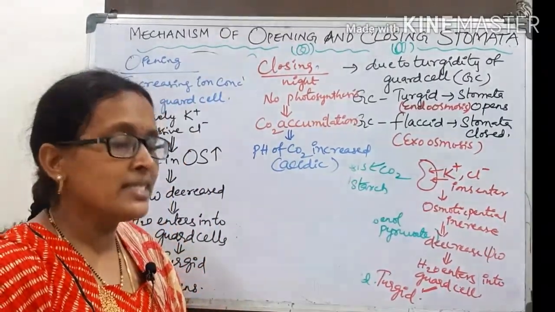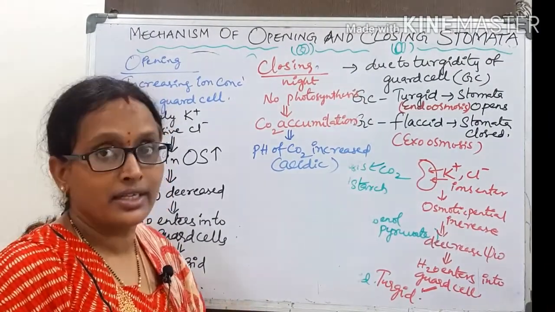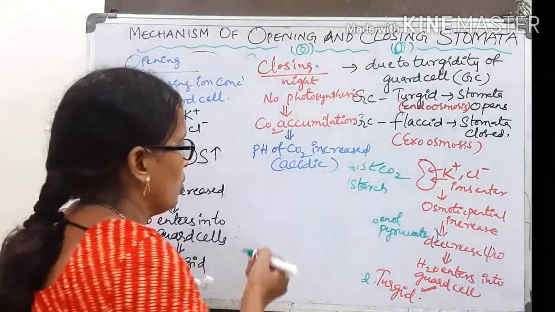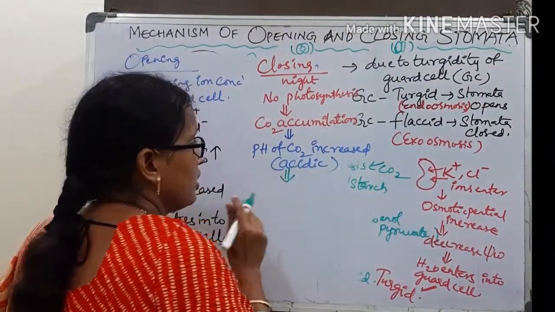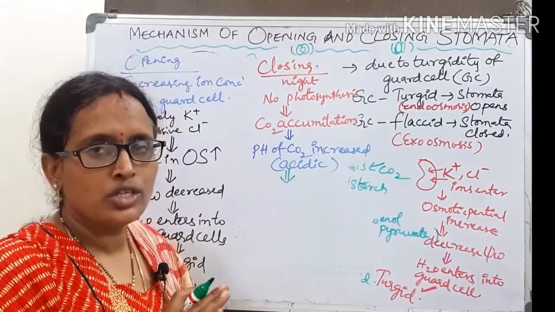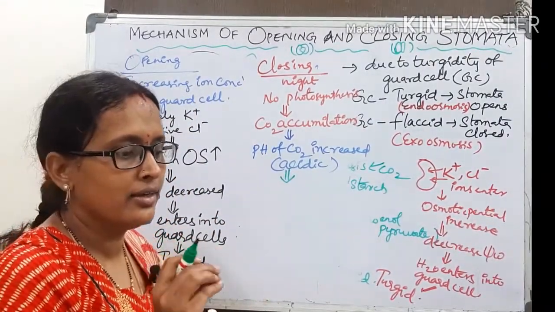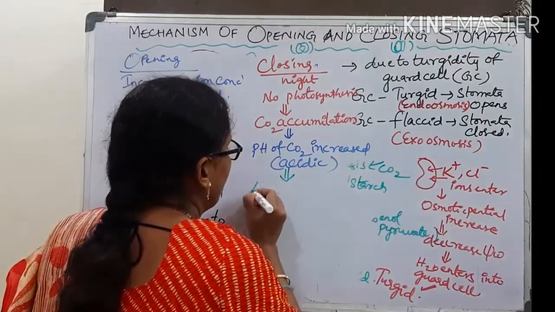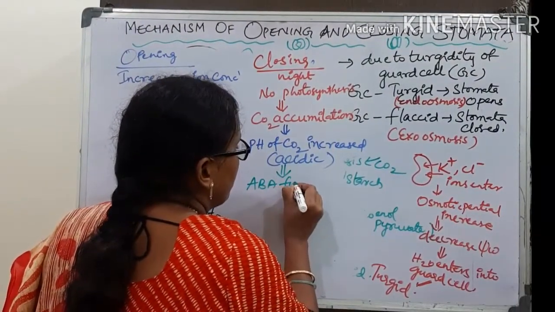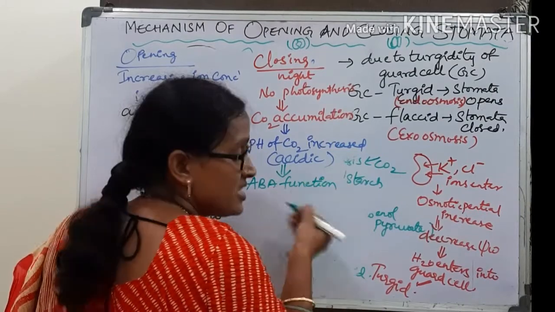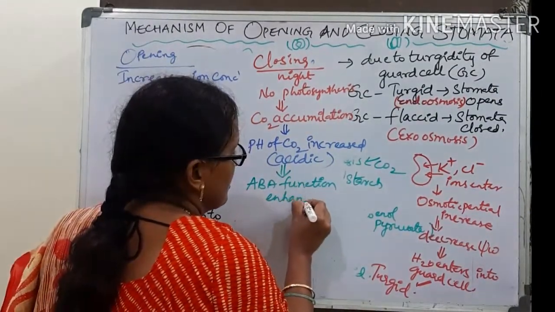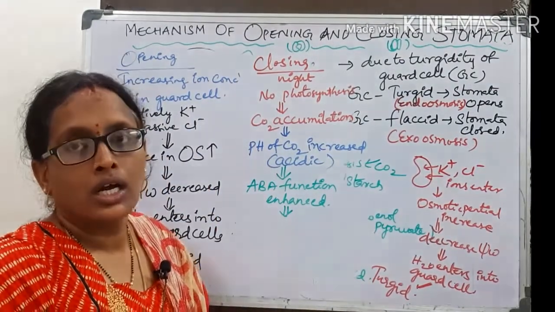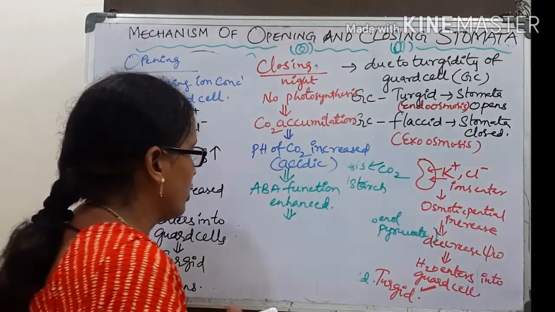When the acidic medium is created, at that time ABA, abscisic acid function is enhanced. So when carbon dioxide is entering through the stomata and it becomes acidic, at that time ABA function is enhanced. So this changes the permeability of the guard cell.